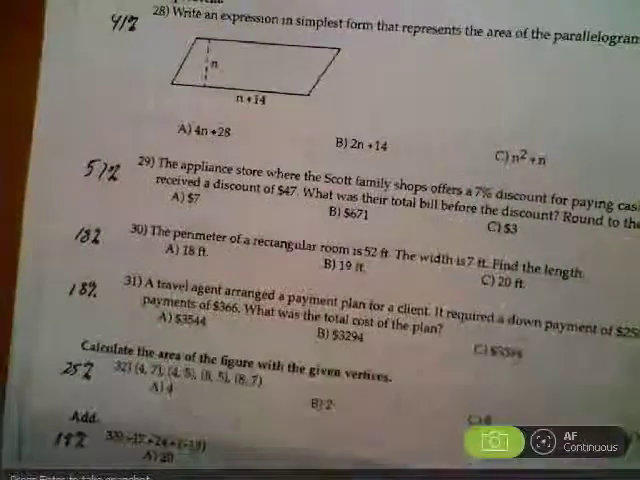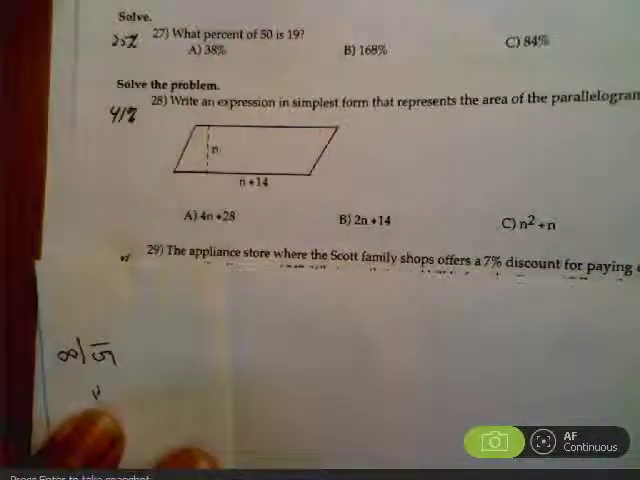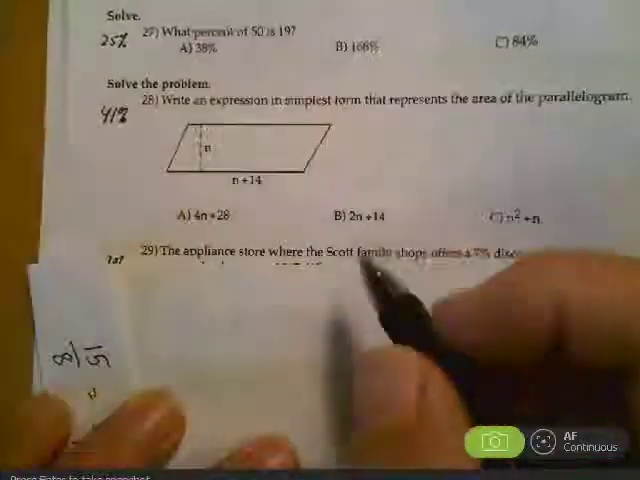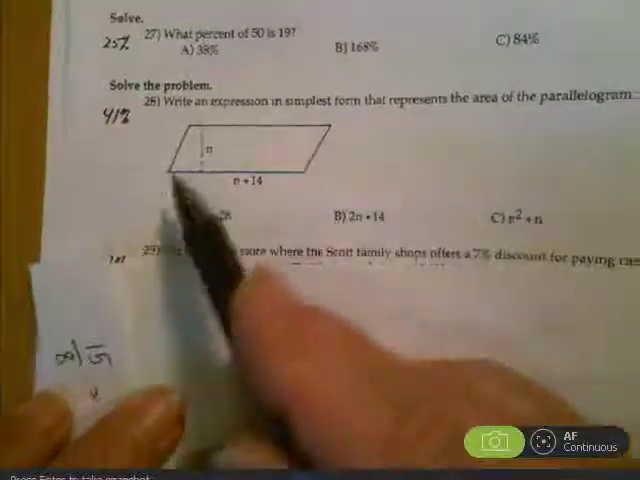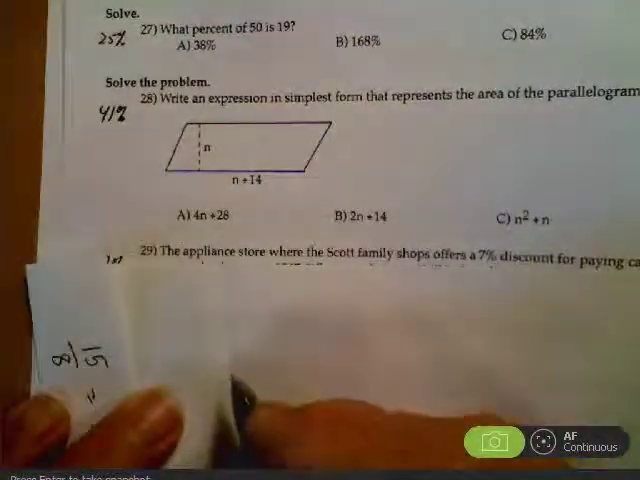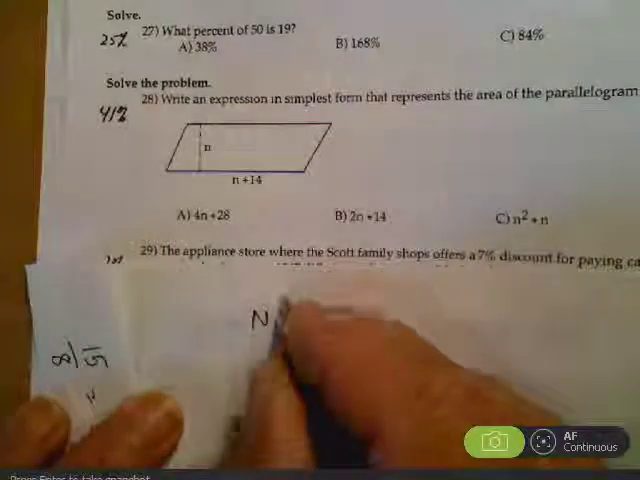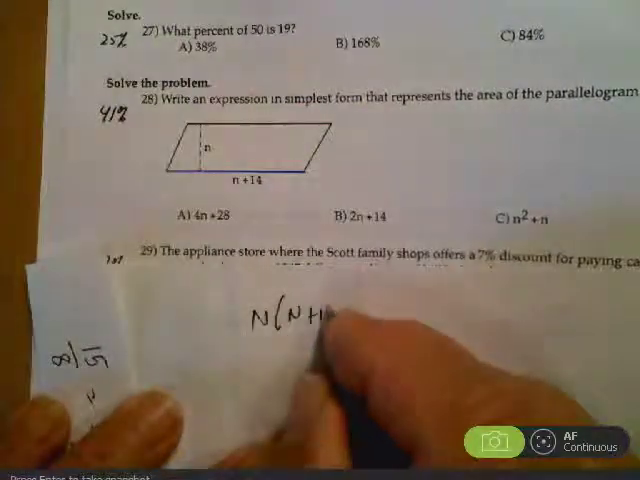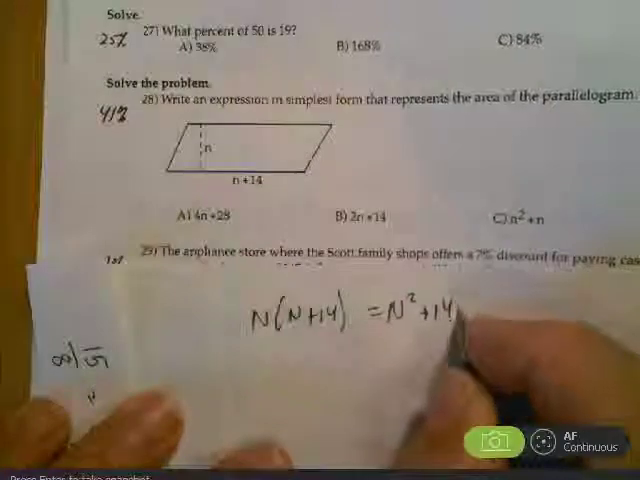On this page we have only expression in simplest form that represents the area. 41% missed. Okay, so area of a parallelogram, right? This side and that side is the same as the rectangle, so it's base times width, so it's n times n plus 14, or n squared plus 14n.